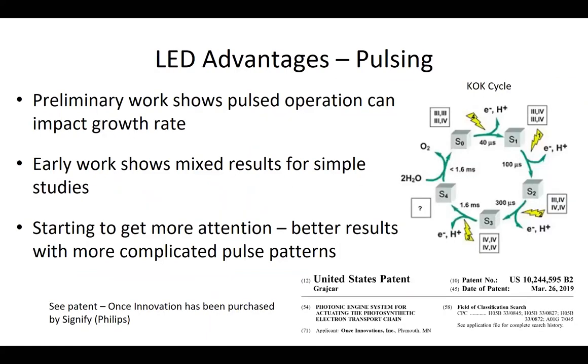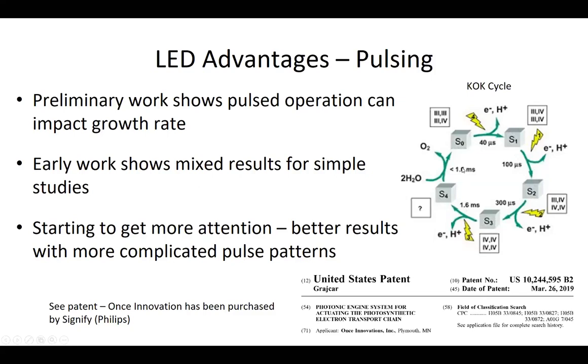Another LED advantage is pulsing, and more people are starting to take a look at this. What I've shown over here on the right-hand side is something called the Kok cycle in photosystem 2. These are all the light reactions, where the light is the little lightning arrow over here, electron exchange reactions that happen in the plant. And you see that each one of these steps has a certain time frame associated with it.